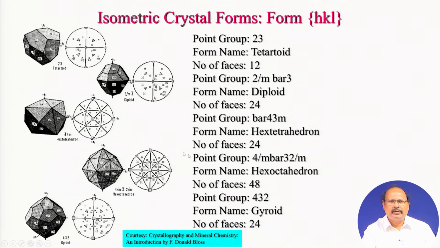And when you have 4, 3, 2, there you have this one here, which we call a gyroid, and there are 24 faces here. And you now know which is the normal class of the isometric crystal system, which is 4 over m bar 3 2 over m. With the starting motif HKL, we have a total of 48 crystal faces here, and this we call a hex octahedron.